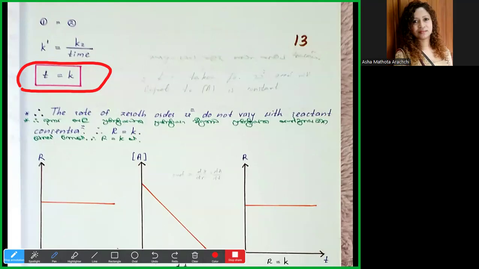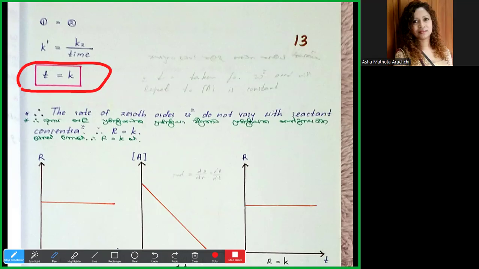What is the meaning? Time is constant. Which time is constant? With respect to A. Even if we change the concentration of A, the time taken to do the reaction is exactly constant, not changing. Why? Because that is a faster reaction.